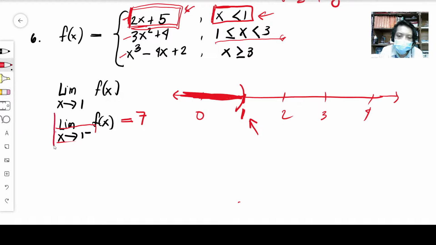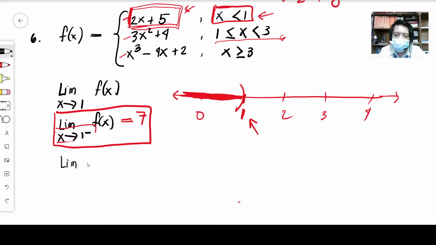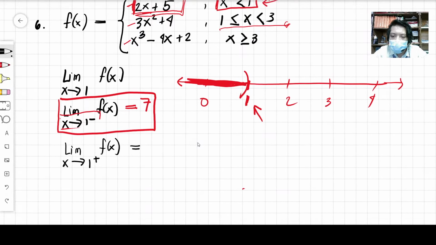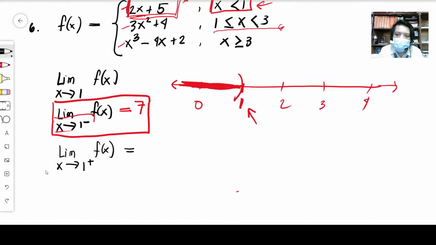Okay. So take note, this is the left-hand limit. How about the right-hand limit? So we have here the limit, let me use block, of the same function as x approaches 1 coming from the right. Okay, let us try to solve this. Of course, you have to construct the table of values.